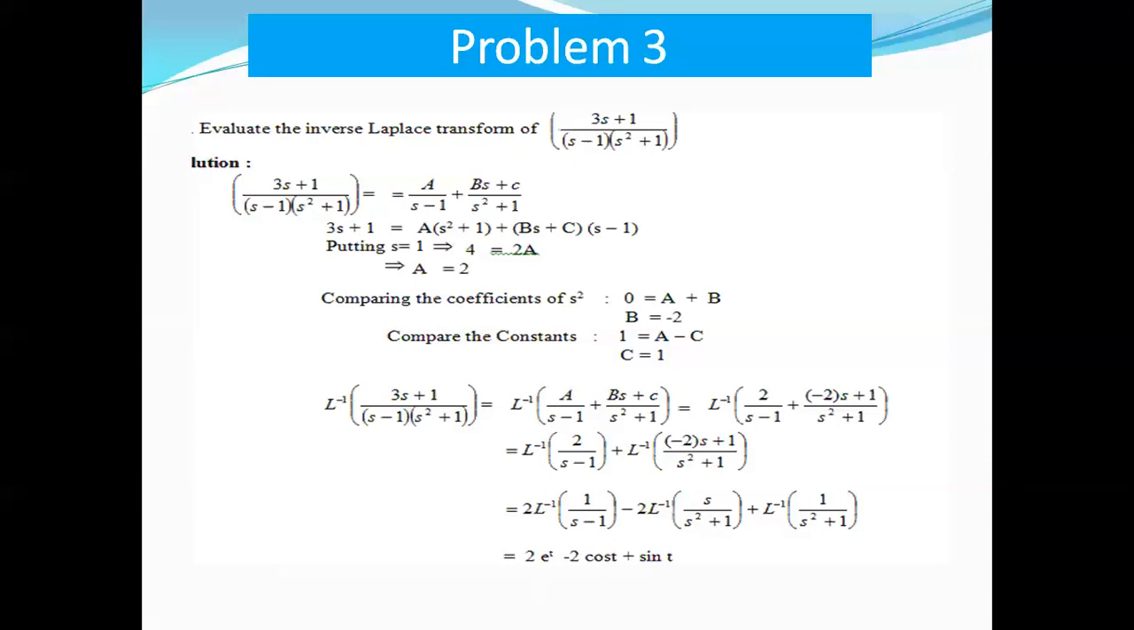But we know that L inverse of 1 by s minus 1 is e power t, L inverse of s by s square plus 1 is cos t, and L inverse of 1 by s square plus 1 is sin t. Therefore, the final answer is 2 into e power t minus 2 cos t plus sin t.